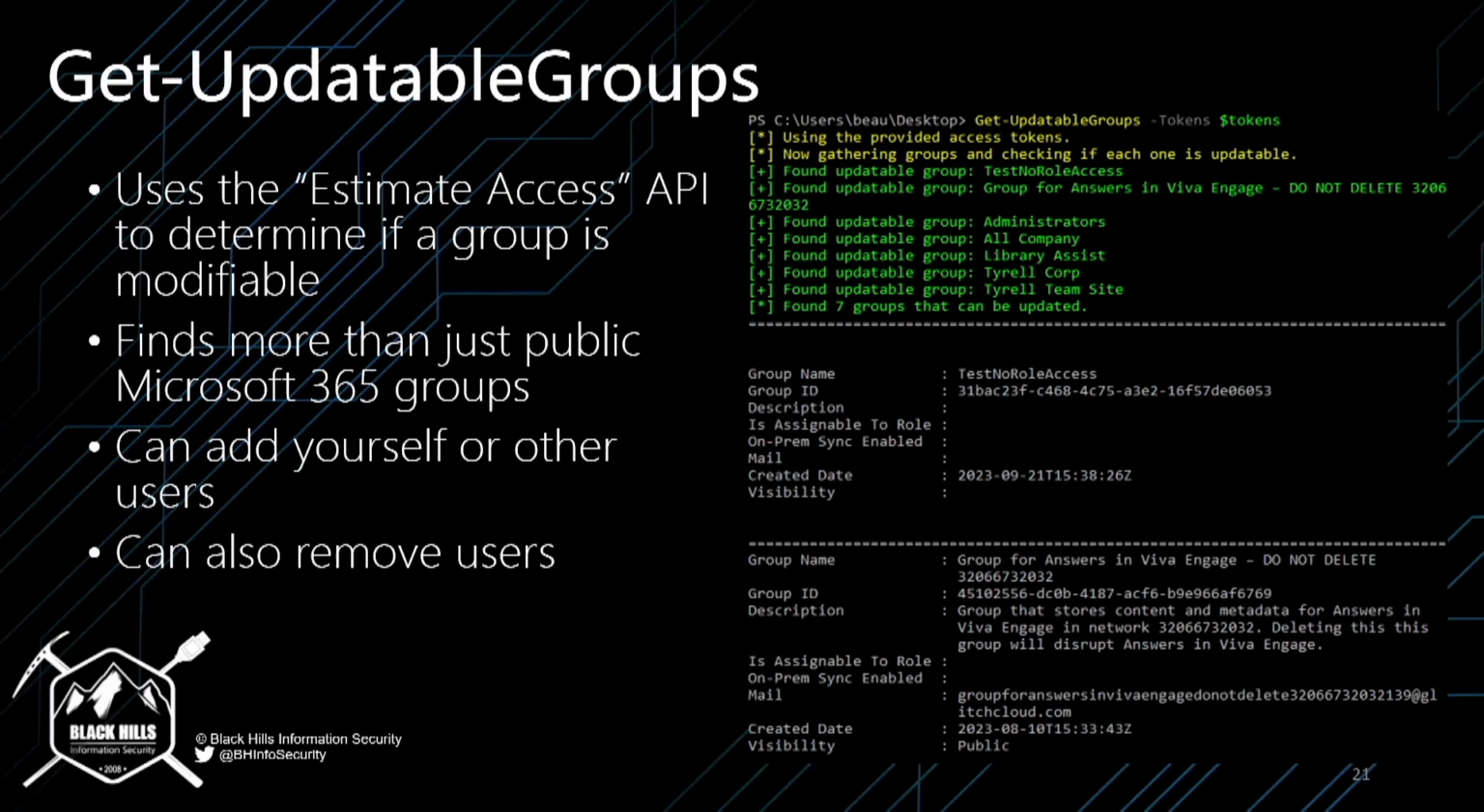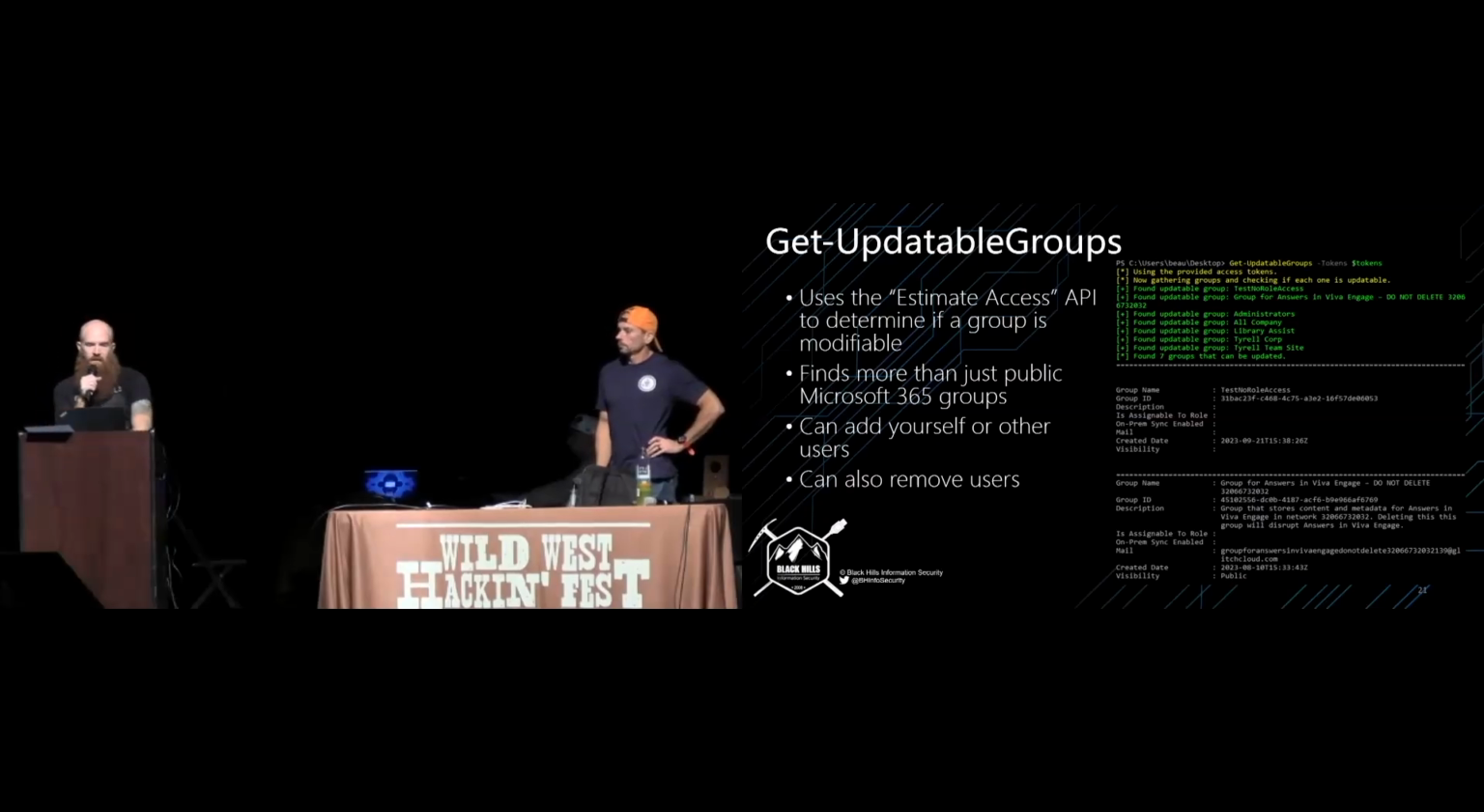But via the estimate access API, we can find every group, no matter if it's just a Microsoft 365 group, that allows us to modify them. So what this means is that not only can we add ourselves, but we can also add guest users or other users that we want to add to the group as well.